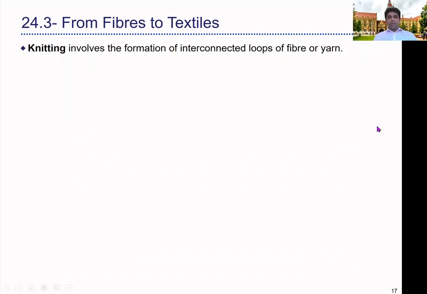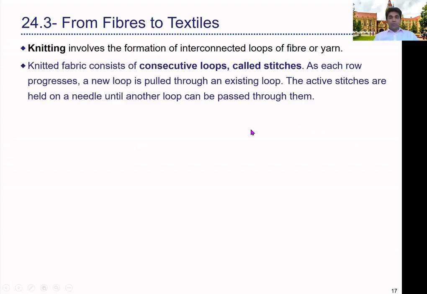Right, next let's look at the knitting process. Okay, so the knitting process involves the formation of interconnected loops of fiber or yarn, okay? So it is a bit more complicated technique compared to the weaving process. We have to create interconnected loops to manufacture textile using the knitting process. Okay, so the knitted fabrics consist of consecutive loops called stitches. So that is important. We have to create stitches by using some particular technique.